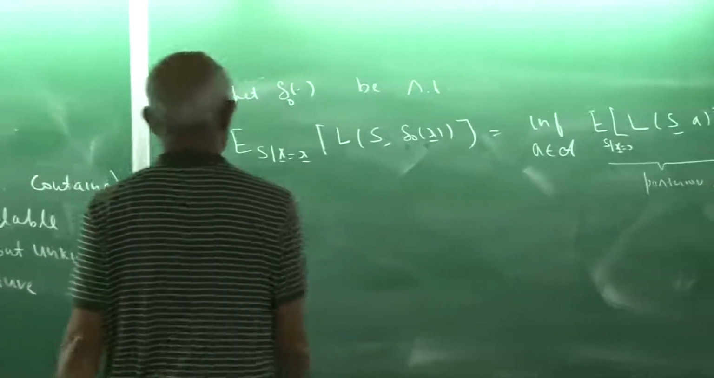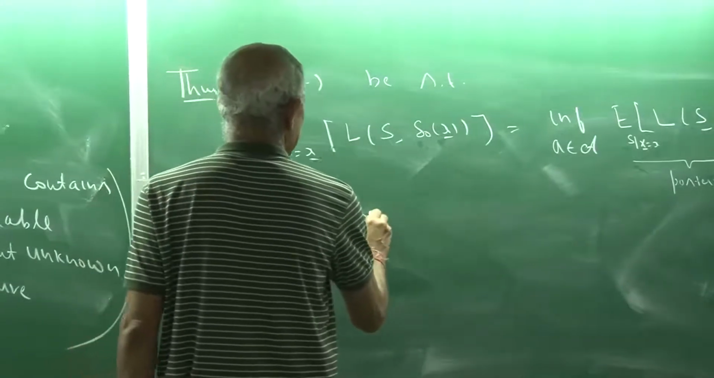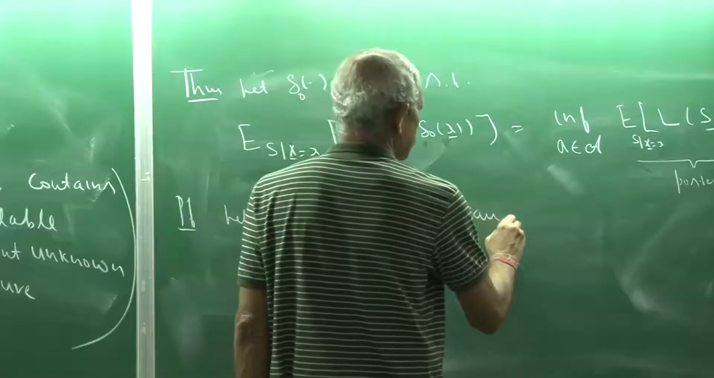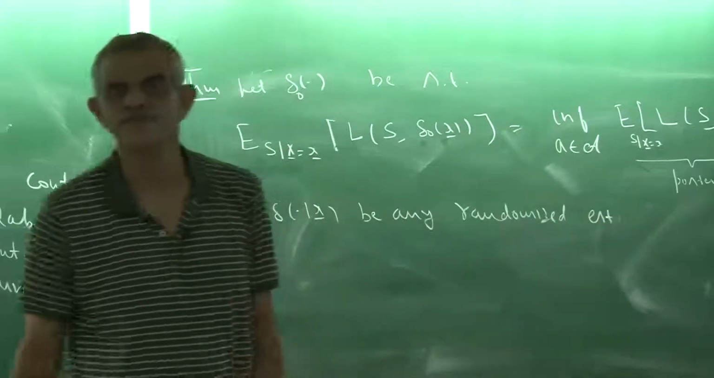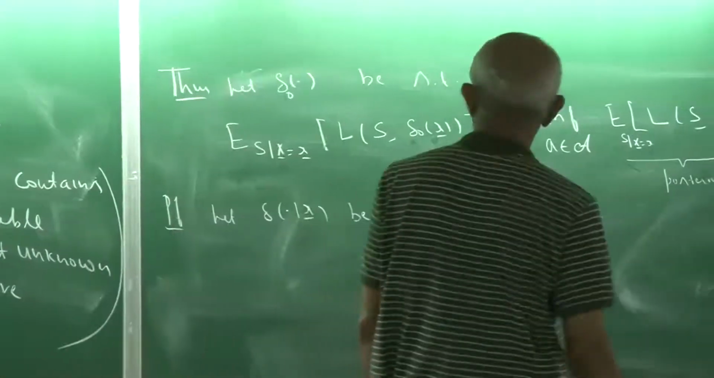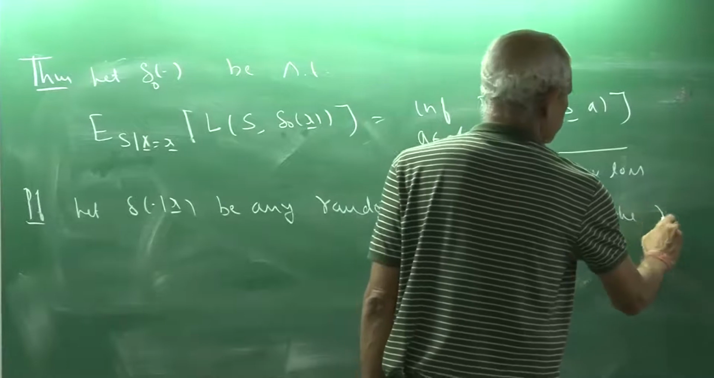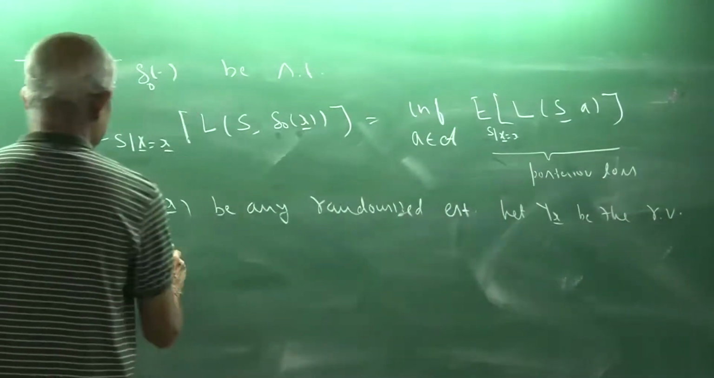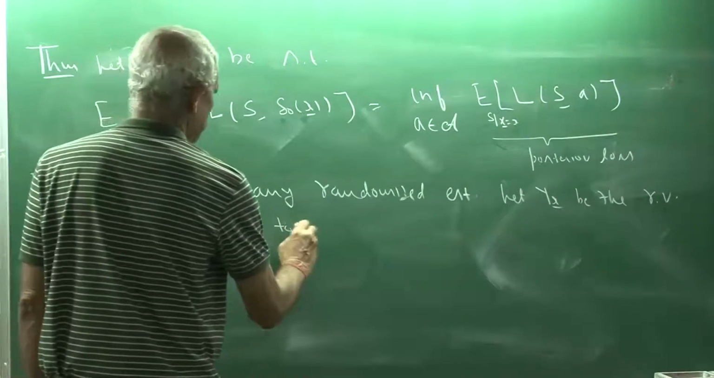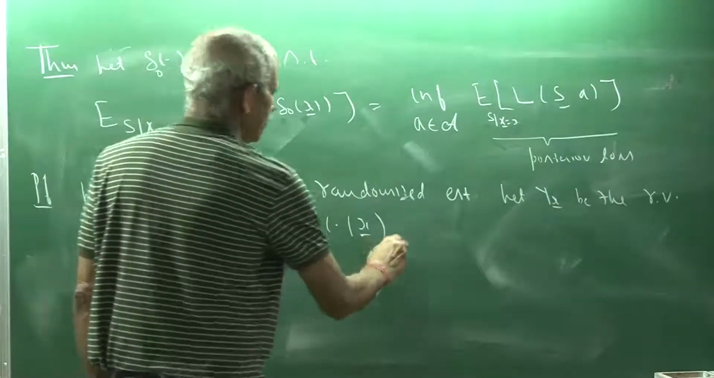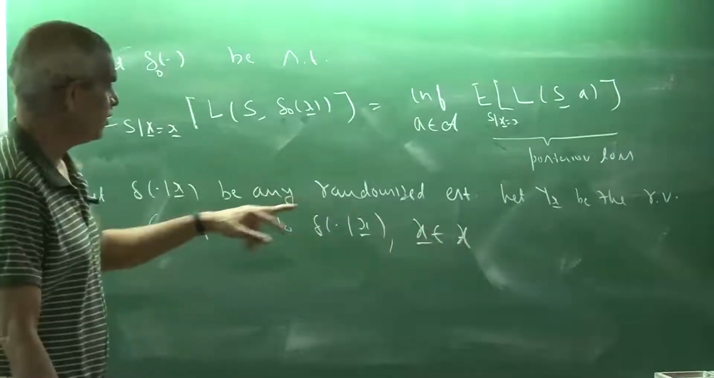So the proof: let delta dot given x be any randomized estimator. Let Y of x be the random variable corresponding to delta dot x. As you know, as you vary x over the sample space, that means depending on what data you get, your randomization changes.